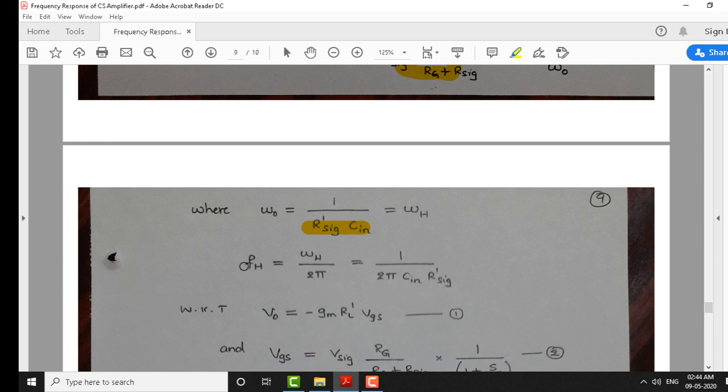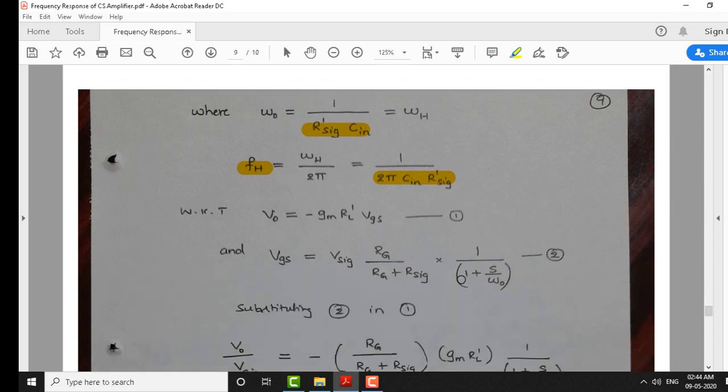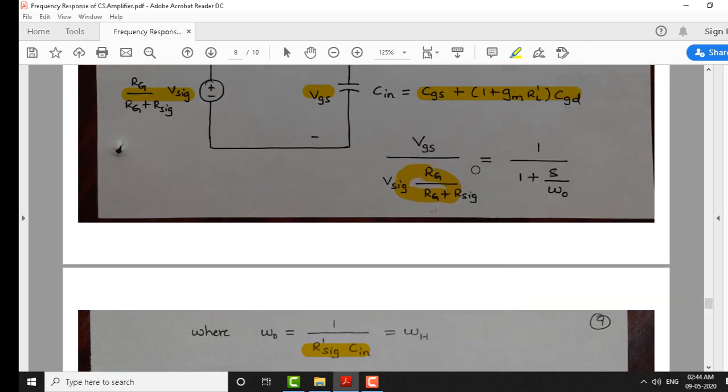The final equation for higher cutoff frequency is 1 by 2 pi C in into R dash signal. Now we can derive the expression for the overall voltage gain. We know that the output voltage of the common source amplifier is V0 equals minus GM times RL dash into VGS. VGS can be obtained by cross multiplying what we have just shown here.